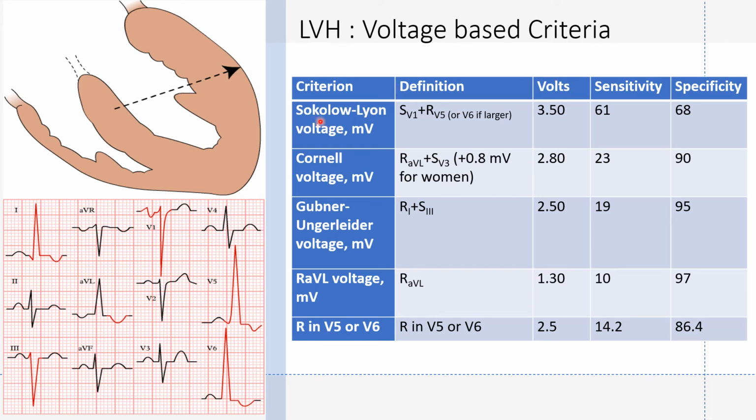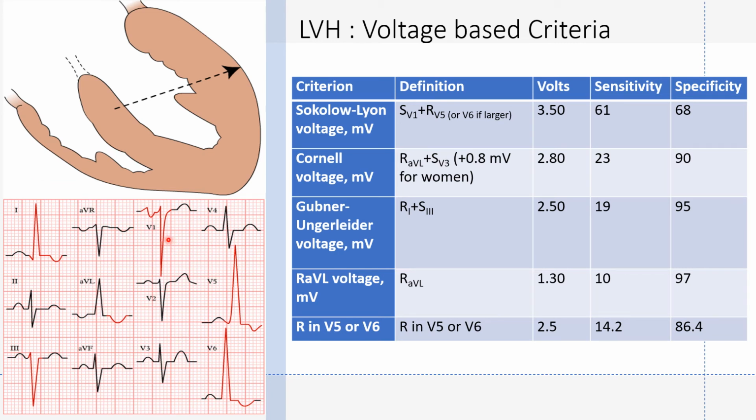Most of us use the Sokolow-Lyon criteria or the Cornell criteria. Most of these criteria are based on the fact that when the left ventricular muscle hypertrophies, the big bulk of the left ventricle draws more voltage towards V5 and V6, as we talked about before. So therefore there is a big R wave in V5 and V6, and because that bulk of the left ventricle is going away from V1, you have a big negative deflection in V1.